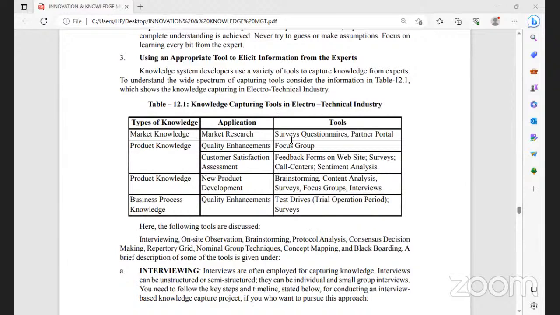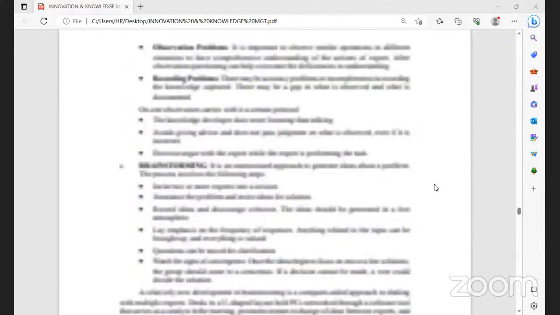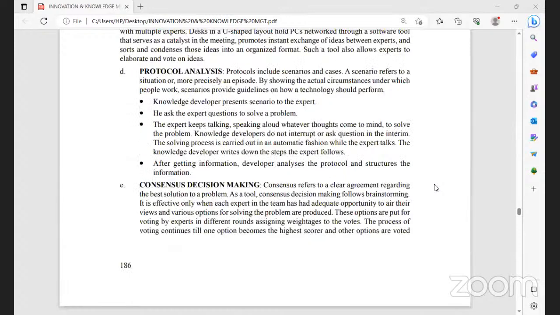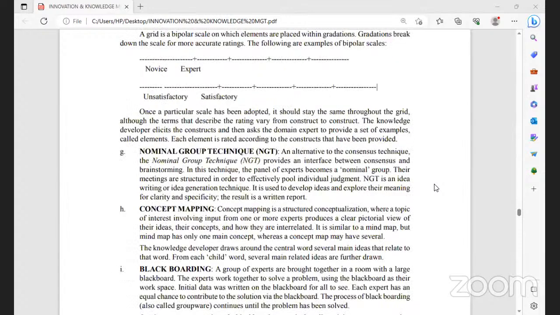Just now we discussed tools, survey questionnaires, focus groups, feedback forms, brainstorming, and test drives. Using these tools makes some meaningful sense relating to these knowledge capture mechanisms in the real-time scenario. And these different tools and techniques we are continuing in the next class.